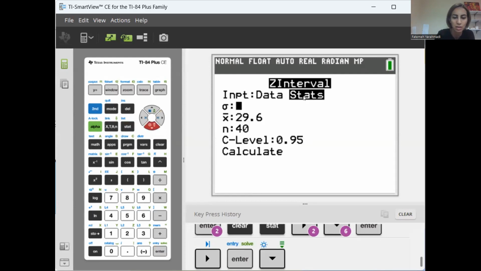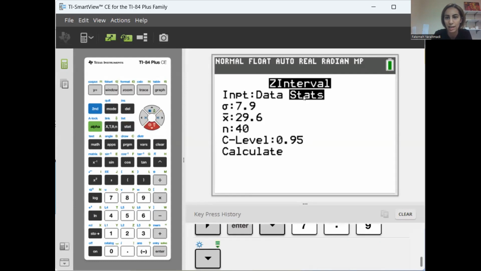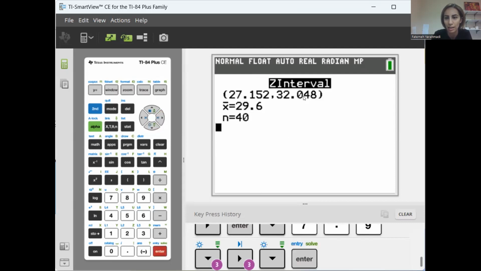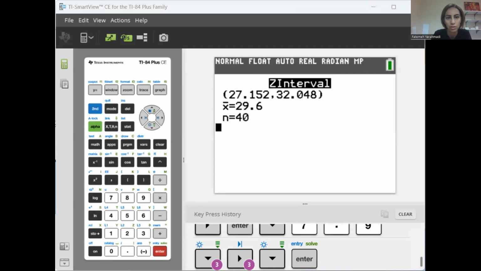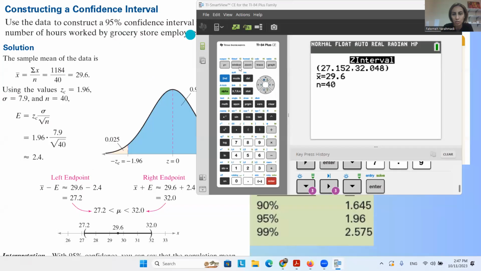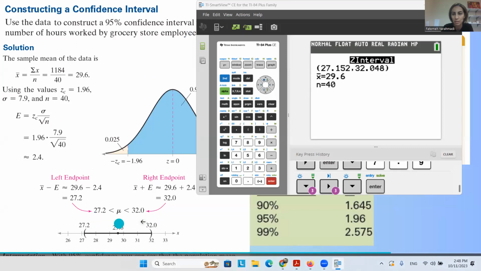So sigma, remember, was 7.9 hours. X bar was 29.6. N, the sample size, is 40. C level is 95%, so we're going to enter it using decimal, everybody. And then if you do the calculation, this is what you have. So let me share the whole screen with you. So you see the calculator and the algebra that we did, 27.2 hours and 32 on the right-hand side.